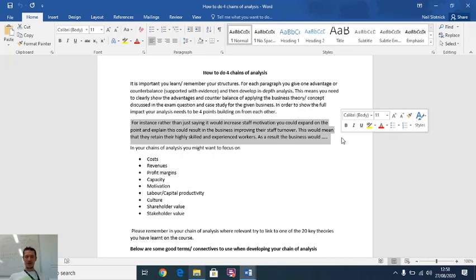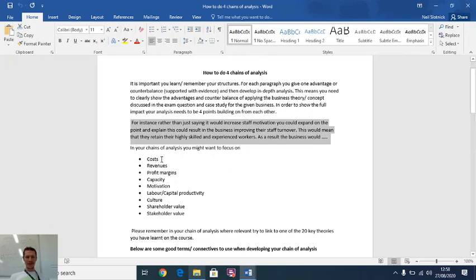If we think about the chaining of analysis, think about this. If the company brings in more pay to increase motivation, this will certainly improve motivation. If people are motivated by money, this could result in the business improving their staff turnover, in that fewer people will be leaving. This means that they retain the highly skilled and experienced workers. As a result, the business would be more productive, more efficient, which could increase profit, etc. So you've taken a really weak point, more money is going to motivate staff, full stop, let's move on, to going through 4 separate points.